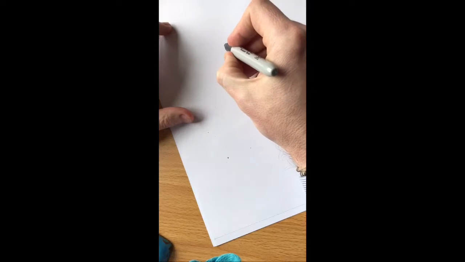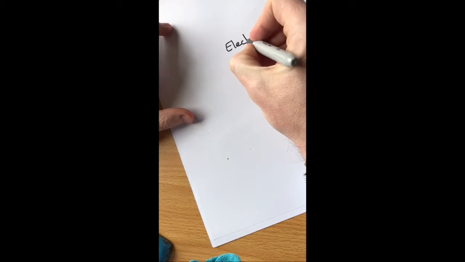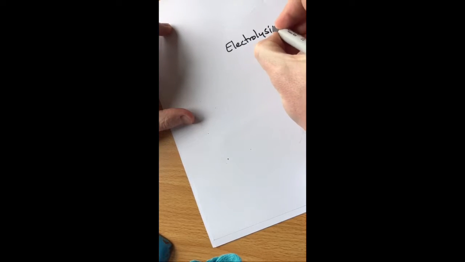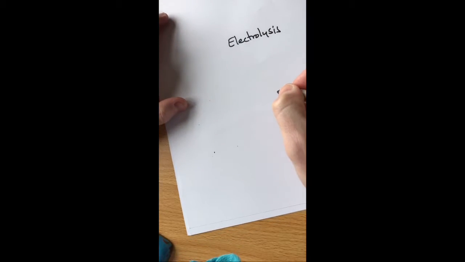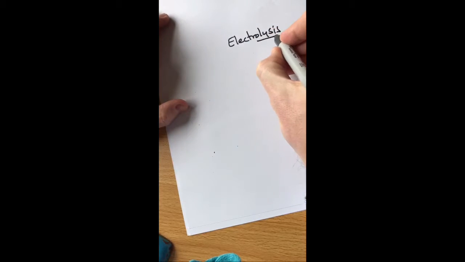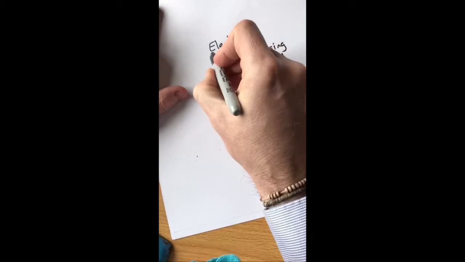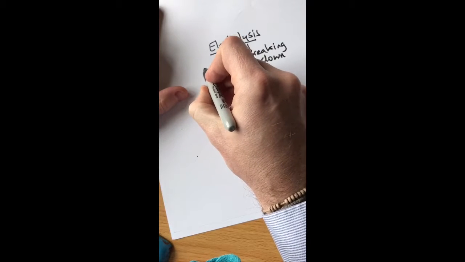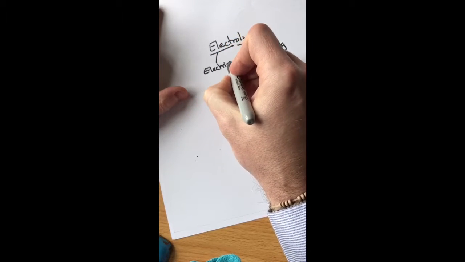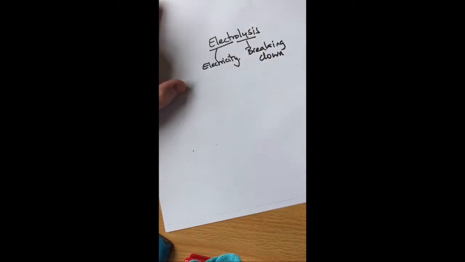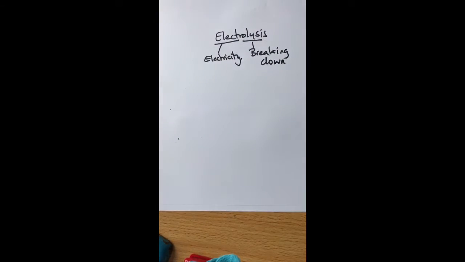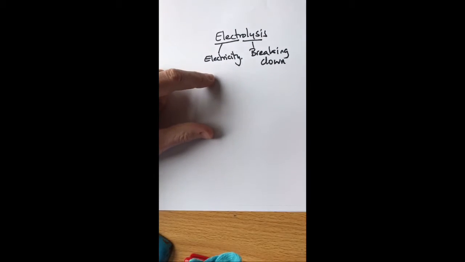Okay then, so last lesson we talked about electrolysis, and we need to remind ourselves that electrolysis means the breaking down. This lysis is breaking down substances into simpler substances using electricity. Okay, so this is referring to the electricity. So electrolysis is breaking substances down using electricity.